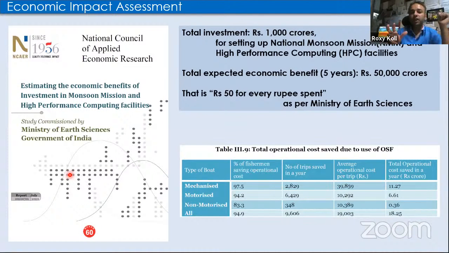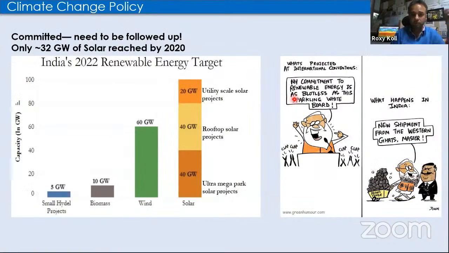Now, there's a huge benefit in managing these disasters and having early warning systems. This is the economic impact assessment of the forecasting that we are providing from the Ministry of Earth Sciences. They say there is a total expected economic benefit in 5 years of 50,000 crores, about rupees 50 for every rupee spent, which means that we need to invest more in this kind of early warning systems and spread it across South Asia.